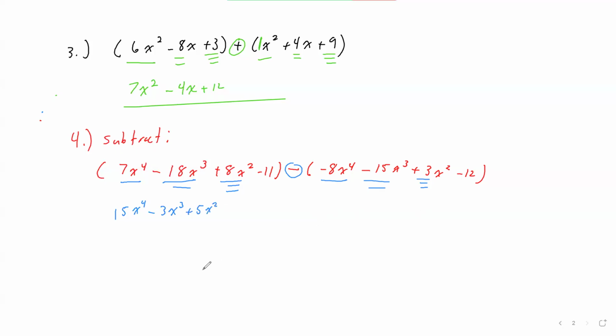I don't think I have any x terms, do I? I do not. So what is negative 11 minus negative 12? Positive 1. Oh, I think with y'all's you have a special negative and a minus. I think the one in parentheses is the negative and then just the minus.